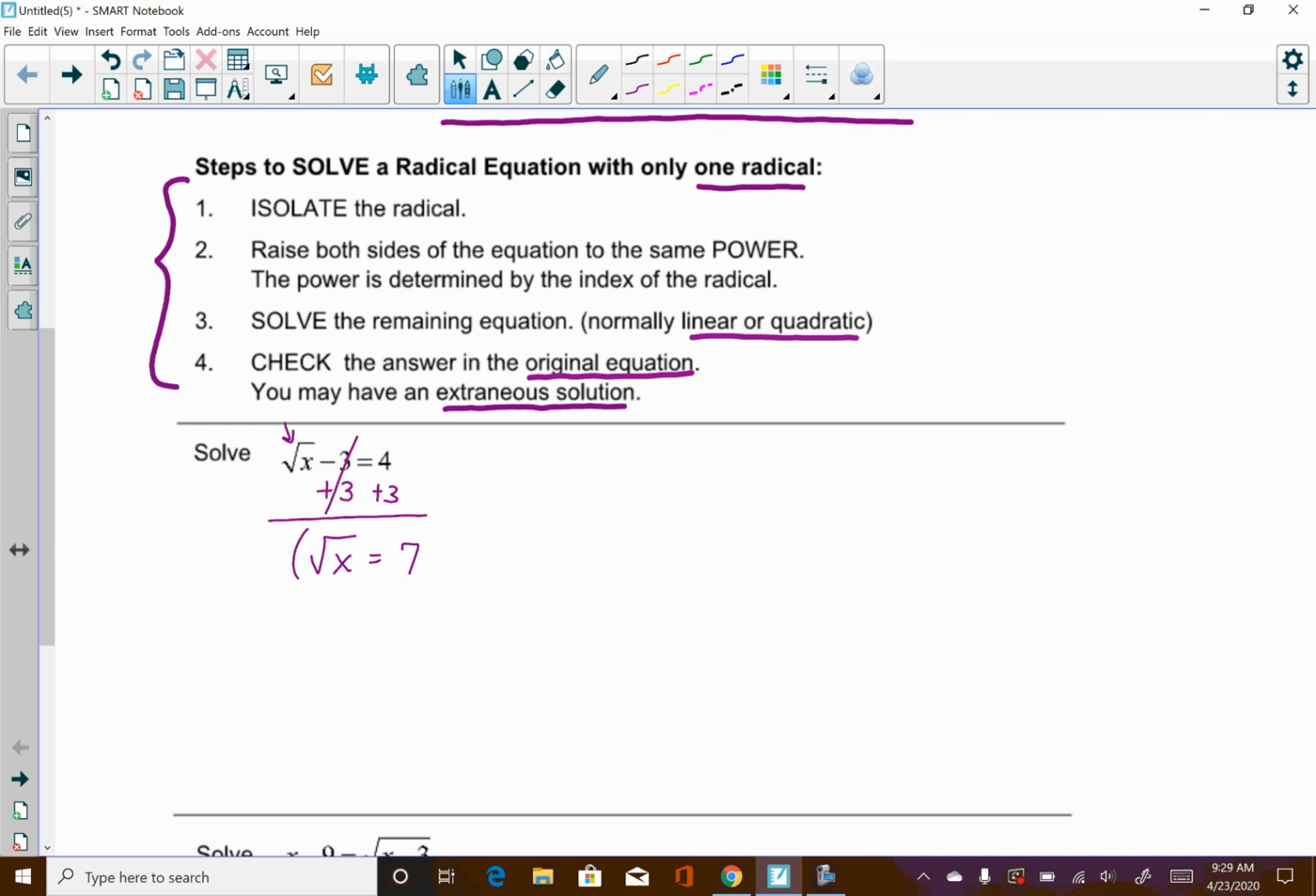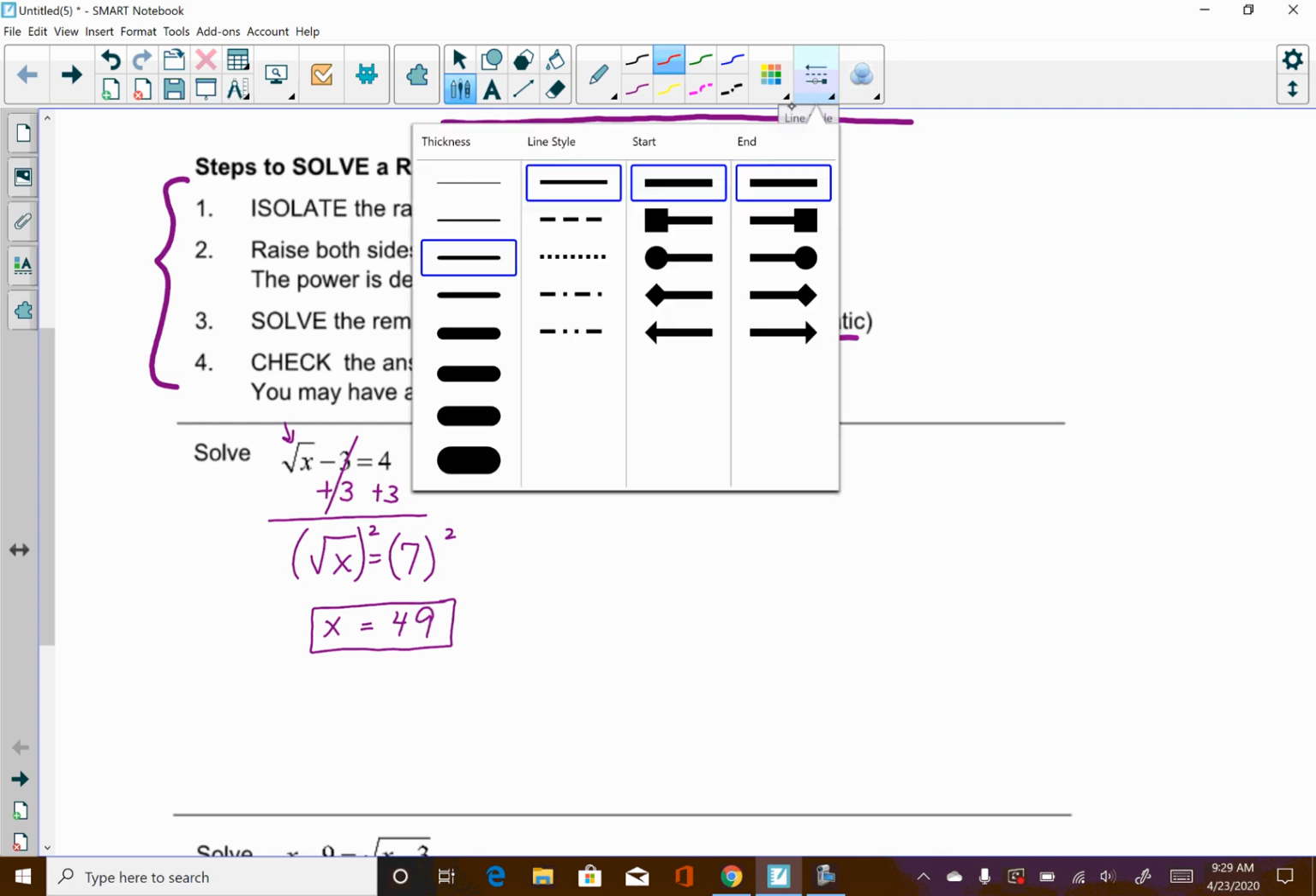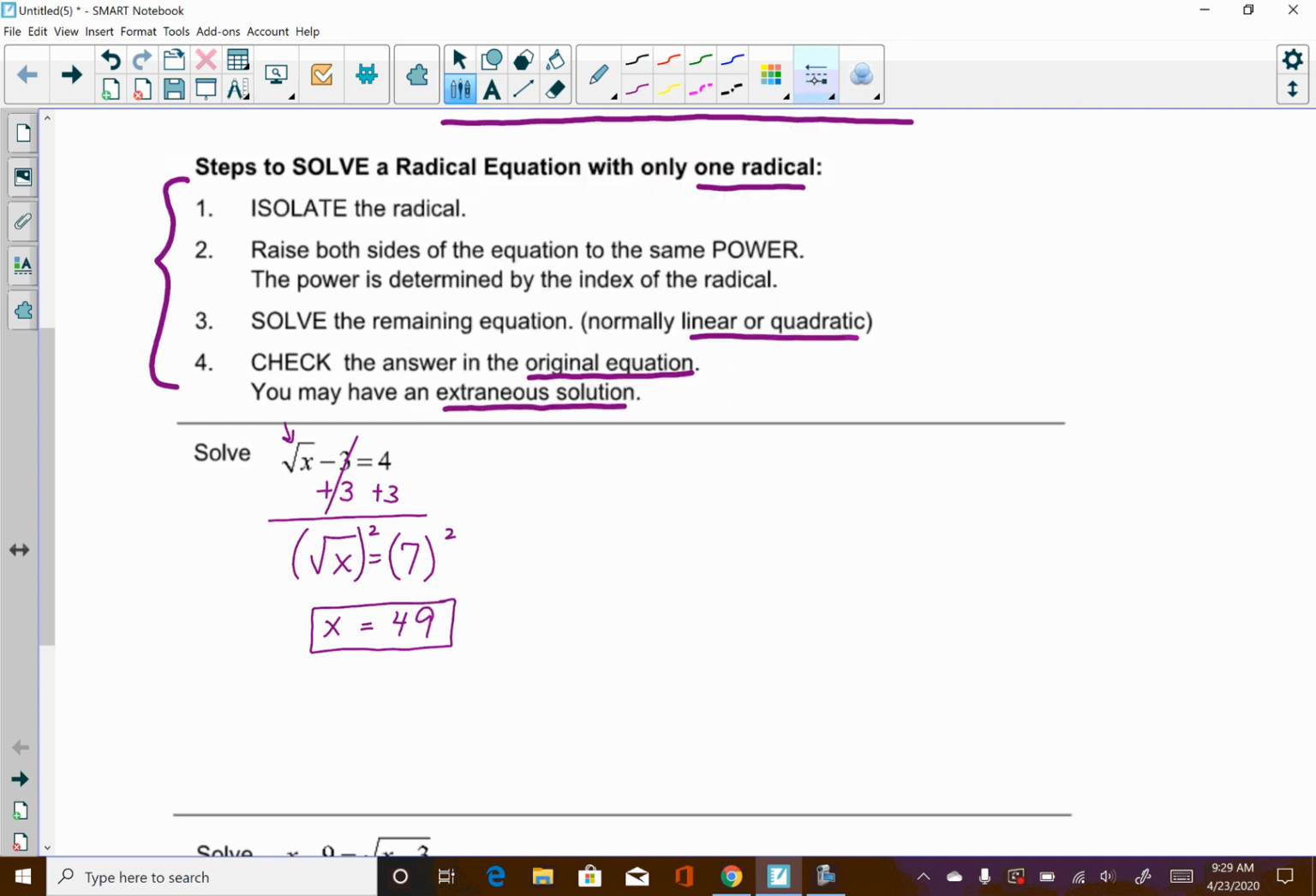Now, square both sides. Square root of x, squared, right? Remember, like we talked about before, anytime you take a square root and square it, you just get what's underneath. So x equals 7 squared, which gives us 49. And so then that would be your solution. We'll box it in here, but it's always a good habit to check yourself, and we will have to check ourselves moving forward, but I'll show it here.